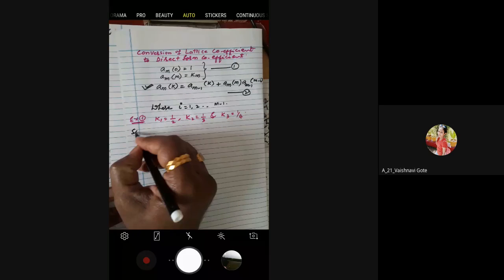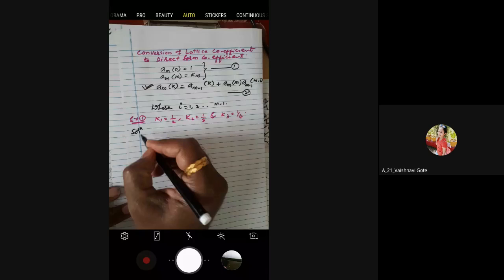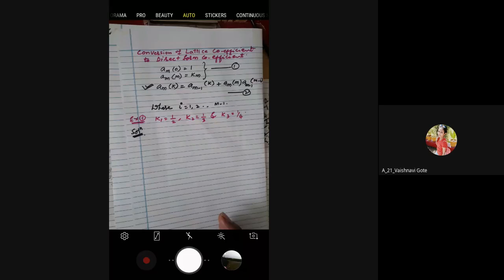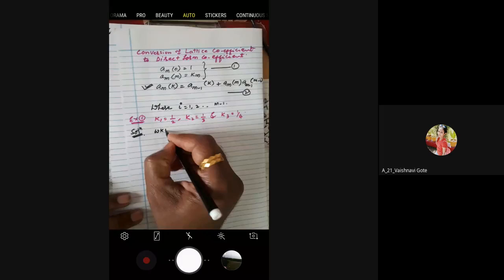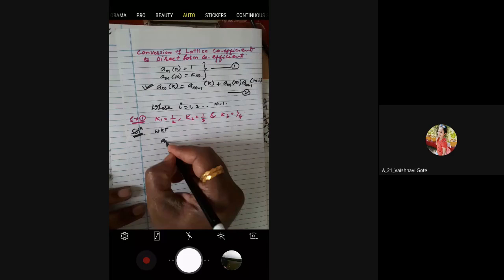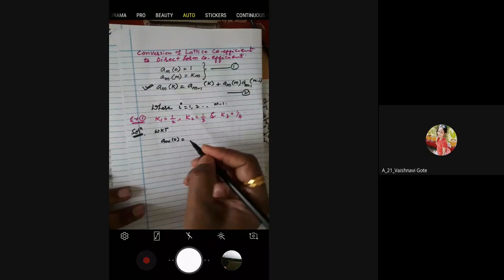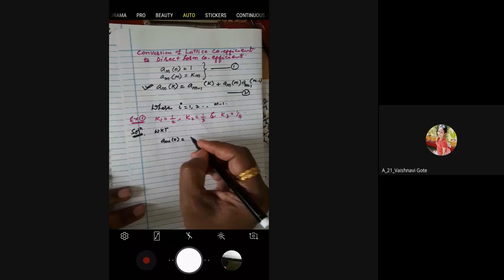Solution. So what is the formula we have here? Just note down the formula again. Once again, we know that a_m(0) is equal to 1. Now here, what is the order of the filter? Can anyone tell me?